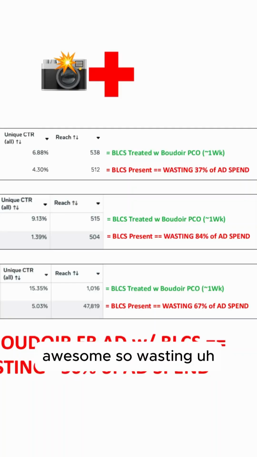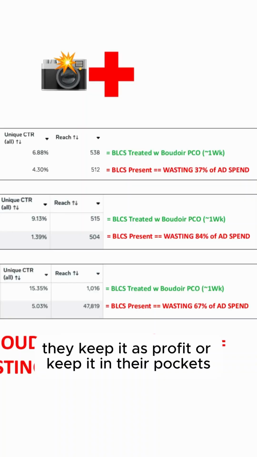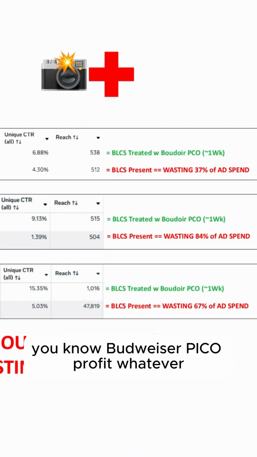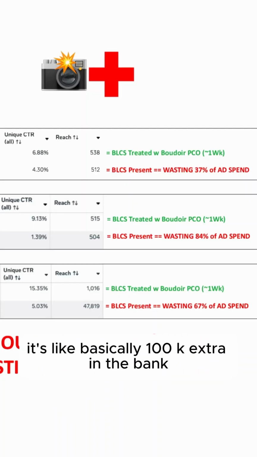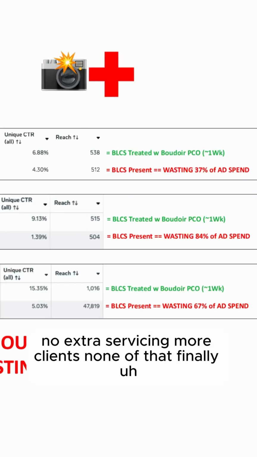Awesome. So wasting, that $8,400 a month difference that they no longer have to spend, they keep it as profit or keep it in their pockets every single month. Basically, a phantom profit, Boudoir Pico profit, whatever. And at the end of 12 months, it's like basically 100K extra in the bank. No extra work, no extra effort, no extra servicing more clients, none of that.